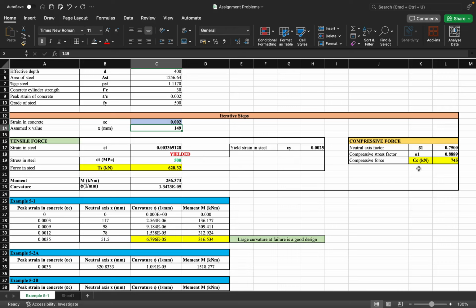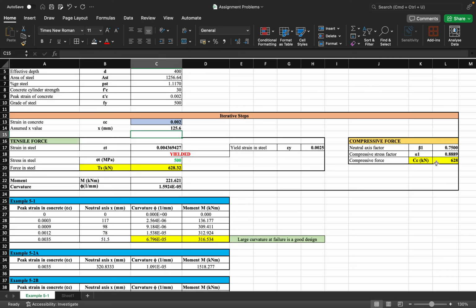No, actually the Cc is higher than Ts, so we need to reduce the value of X. Let's try 145. Oh, it is still high. It is still high. I got the equal forces for a value of 125.6 mm.